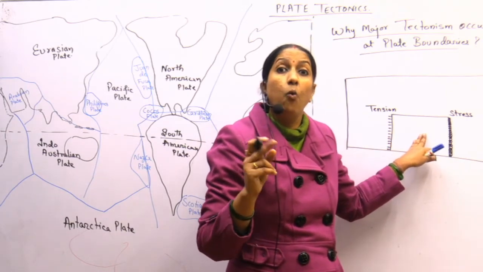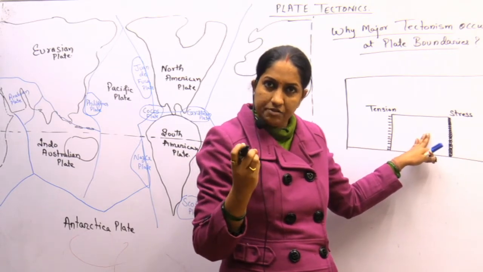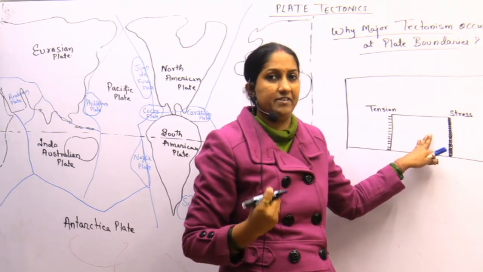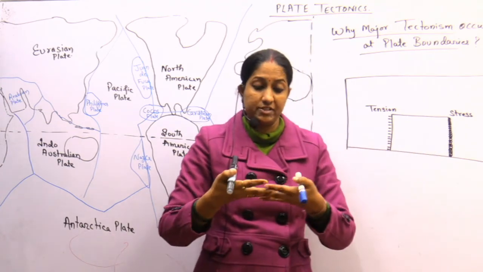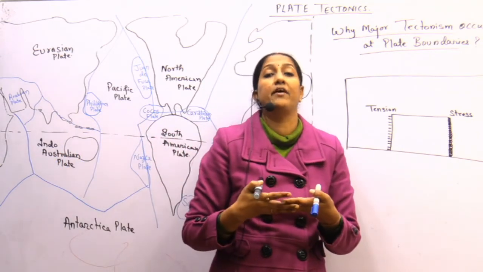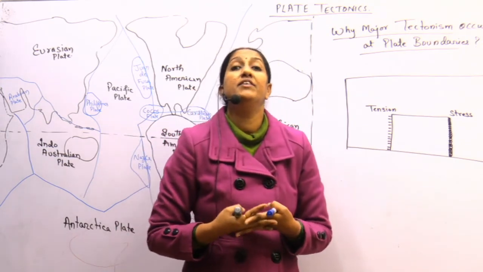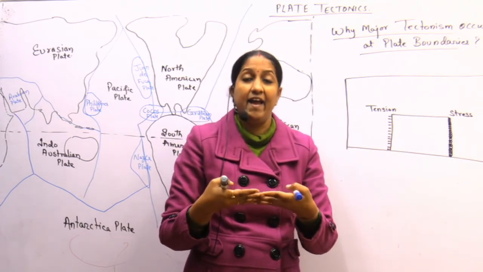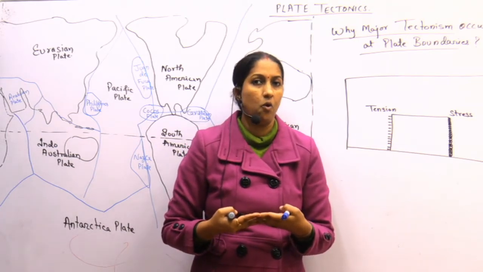So the question is, why is deformation not there in the plate interior? Because it is made up of strong material. This is the reason. Is this clear? Whenever any stress is applied at the margin of one plate, it will be transferred to the other margin of the same plate. This is the reason major tectonic activities occur at the margins of these tectonic plates. Hope this point is clear.